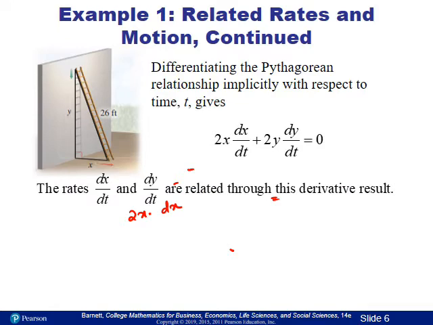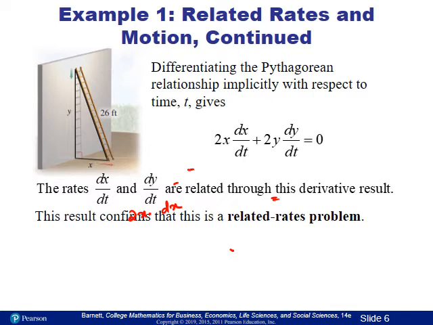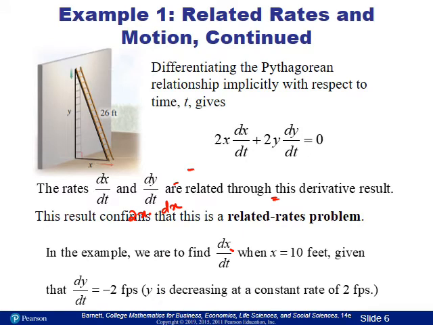The rates dx by dt and dy by dt are related through this derivative result. This confirms that this is a related rates problem, as we have dx by dt and dy by dt, and we are given when x is 10 feet, we need to find dx by dt. We are given that the height is decreasing. When the ladder is moving away, this height is decreasing, so that is why here we have a negative sign. So dy by dt is minus 2.